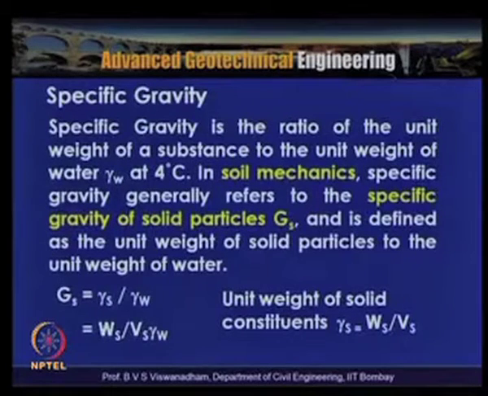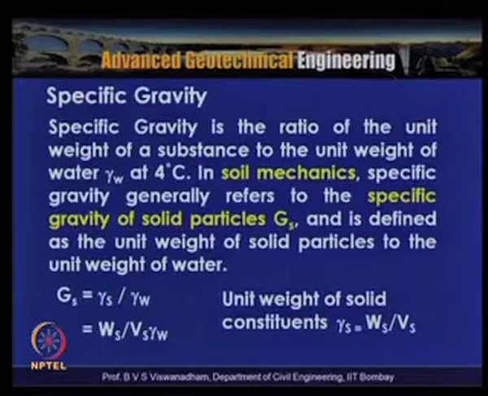Another parameter is called specific gravity. The specific gravity is defined as the ratio of the unit weight of the substance to the unit weight of water, gamma W at 4 degrees centigrade. In geotechnical engineering, the specific gravity generally refers to the specific gravity of the solid particles. We use the specific gravity of the solid particles, that is G suffix S, defined as the unit weight of the solid particles to that of water.